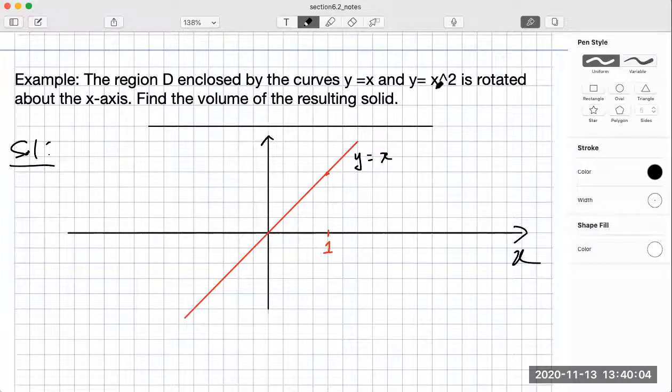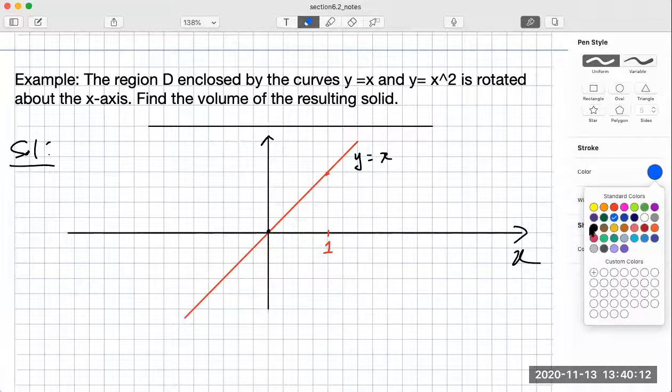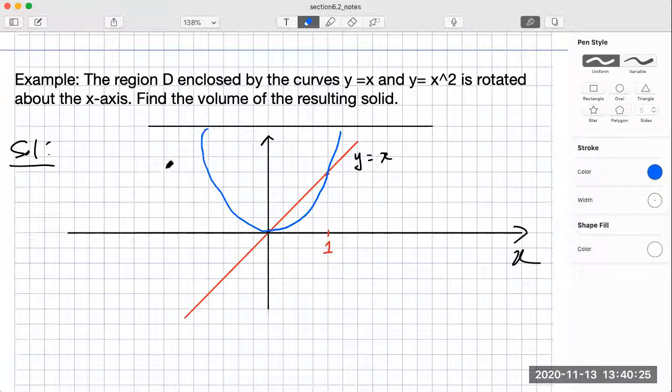And for the second curve, at x equal to 0, what is y? Yeah, 0. And at x equal to 1, yeah, we have done this many times as well, right? This is y equal to x squared. So the region bounded by these curves is this guy.